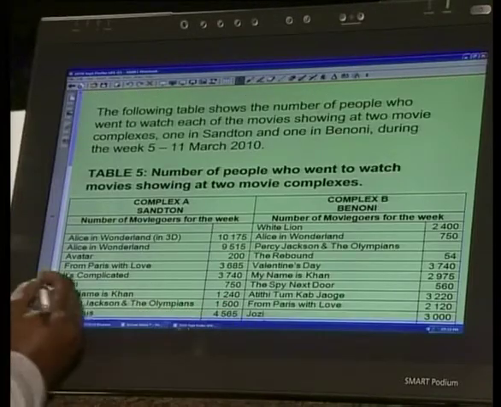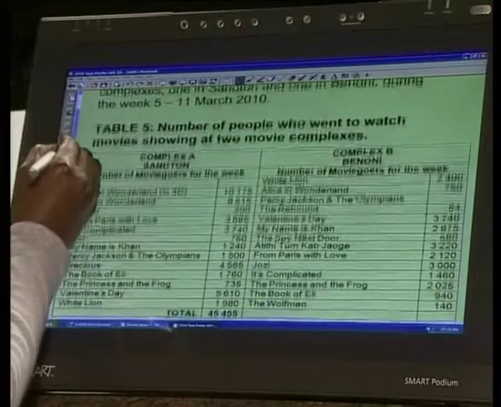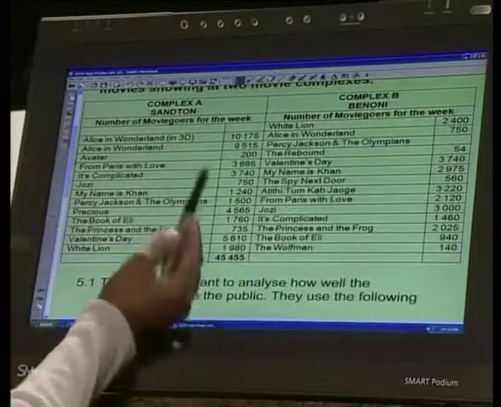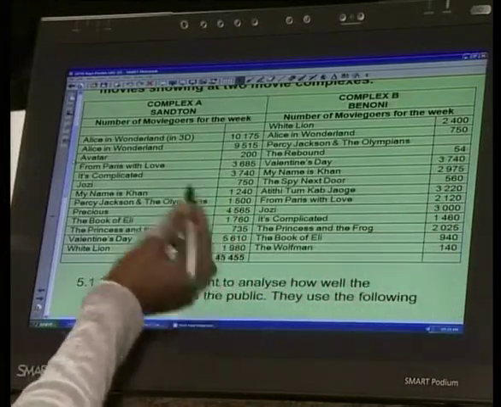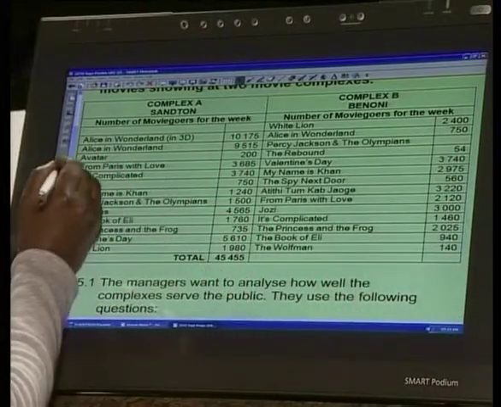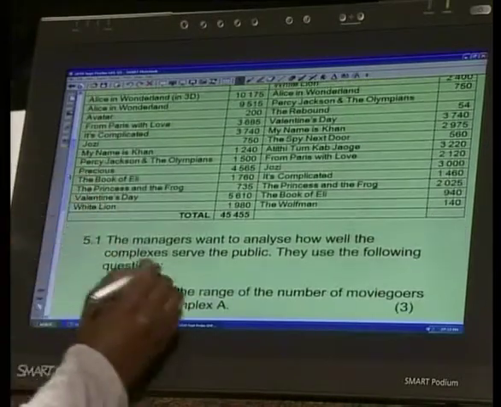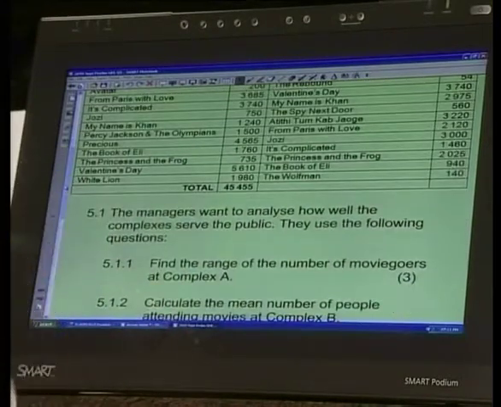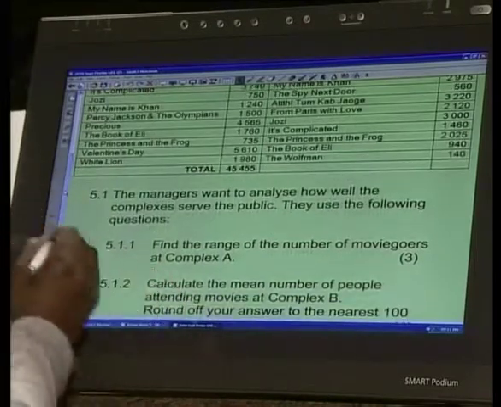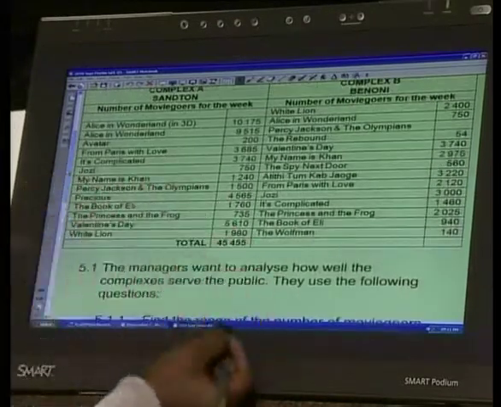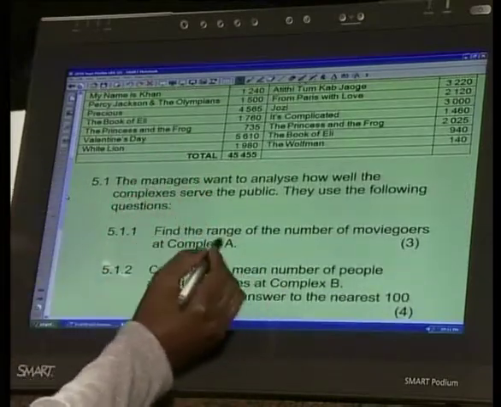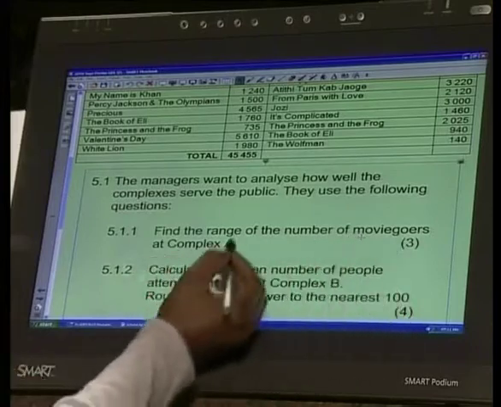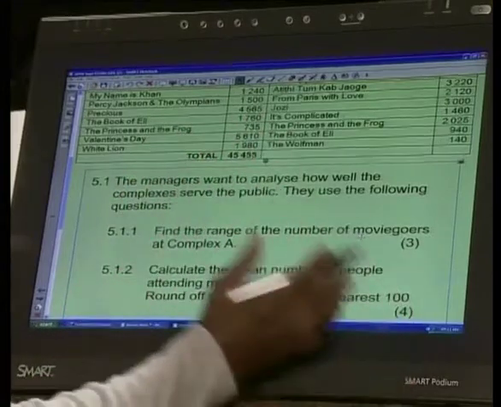So if you look at my table here, let me just put it downward. I've got complex A and complex B. Let's just concentrate on complex A. Because we are talking about the mode and the median, you can also be asked about the range. My colleague has already said that the question says, find the range of the number of moviegoers at complex A. The range is a bigger number subtracting a smaller number.